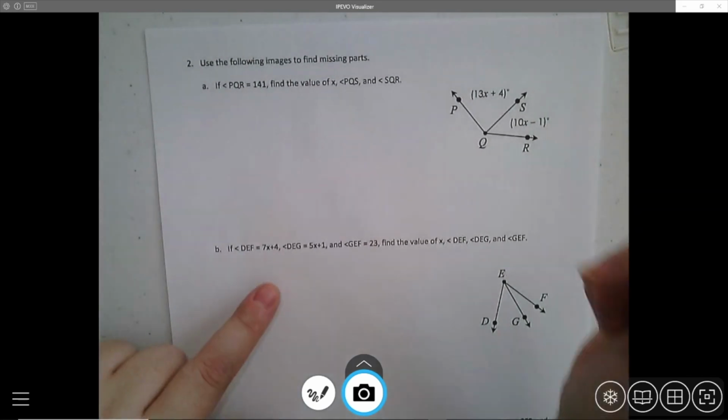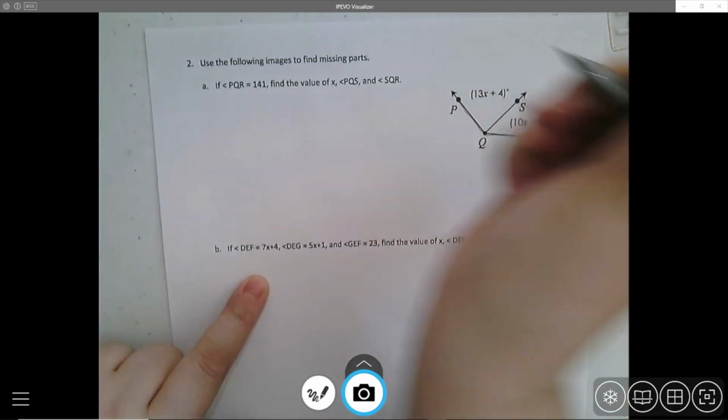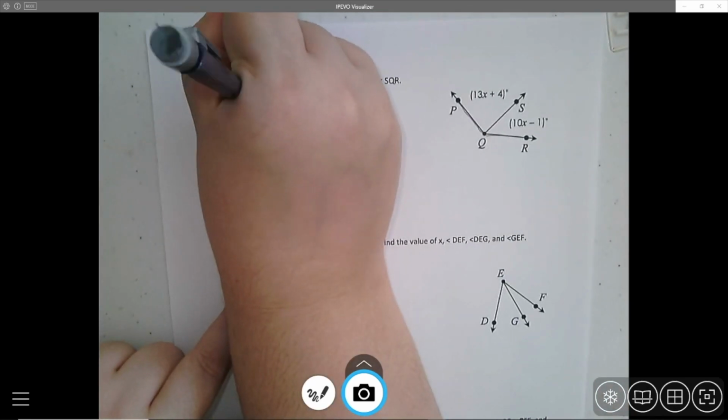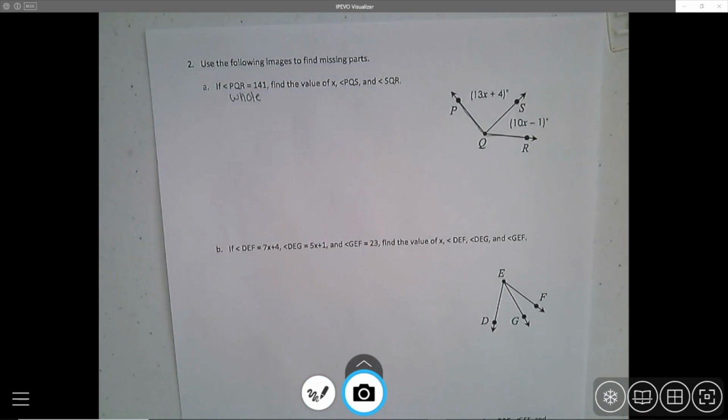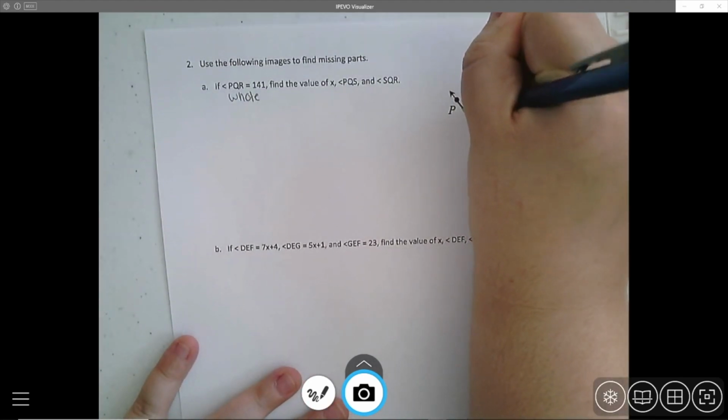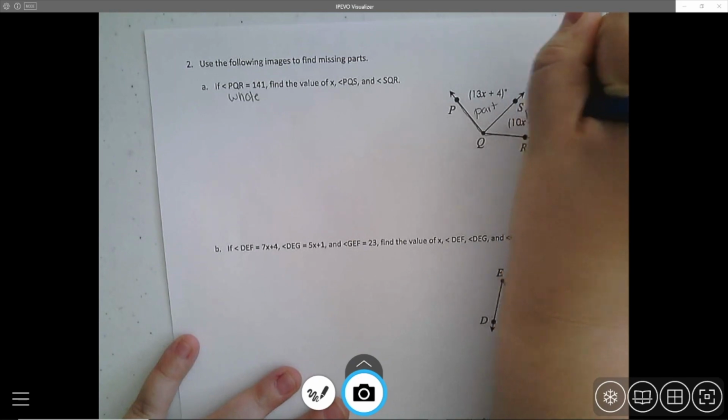Okay, angle PQR, which I'm tracing on the outside. So this is the whole. I need to find the values of x, PQS, and SQR. First off, these smaller pieces that are already marked in my picture are my parts.